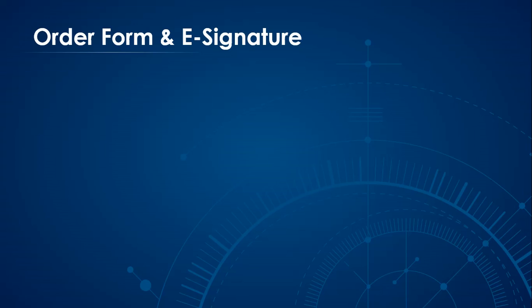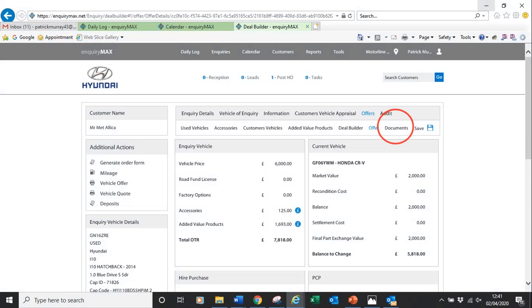Okay, so in this quick tutorial, what I'd like to do is just quickly walk you through the e-signature function in the EnquiryMax application. So we pick an example client that I've created in the Motorline test site, and you can see here we've got Mr. Metallica. If you go into any particular client, it'll all look the same.